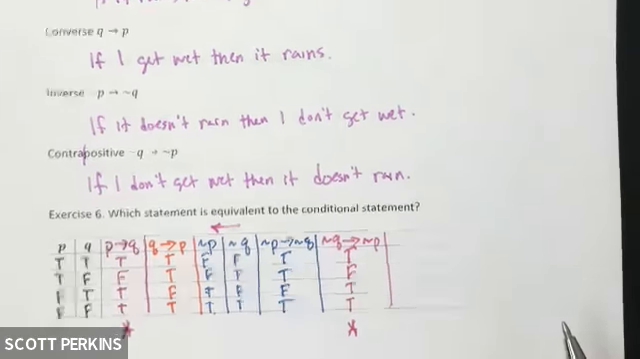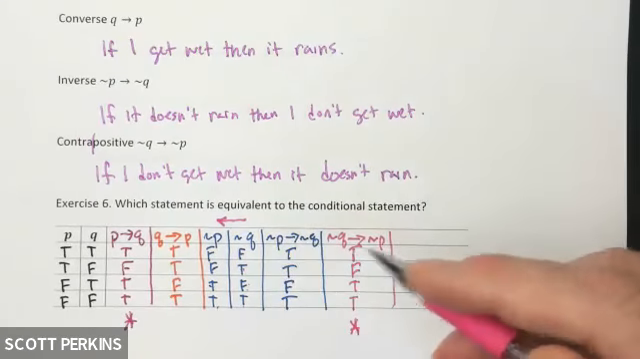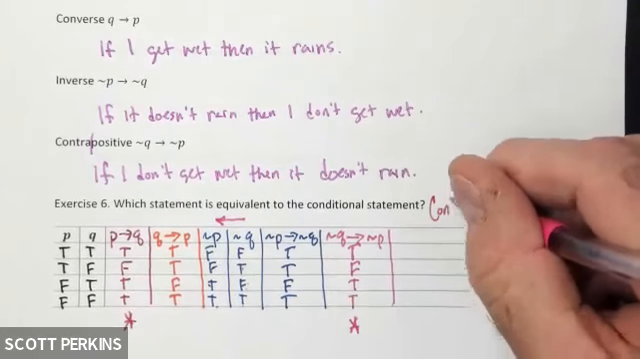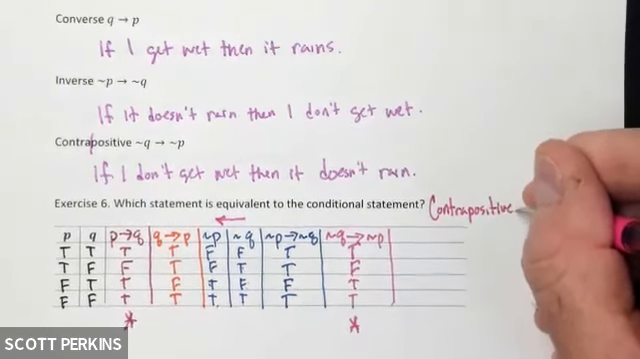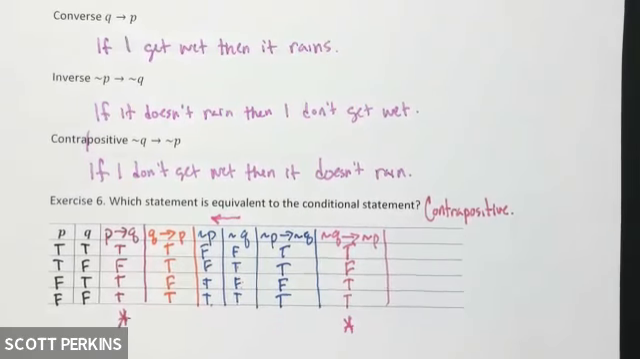So which statement is equivalent to the conditional statement? The contrapositive. So that's a little pro tip when you're doing an English essay. If you need another sentence to get some extra words in there and you've used an if-then statement, then just flip that statement around and negate both and you're saying the same thing and you're using more words. So there you go.